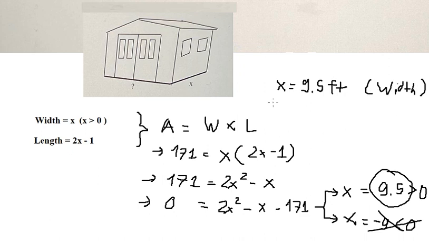Now if we want to find the length, we have 2s minus 1. So we have 2 multiplied by 9.5 minus 1. So this one we have 18.